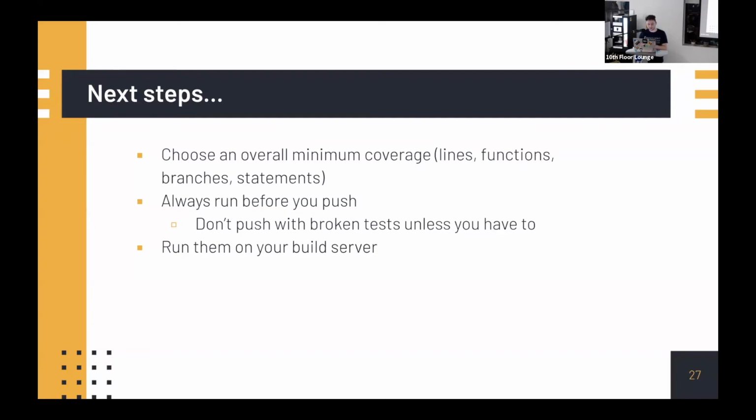And so now that you know how to do the basics of that testing pyramid I presented, the next step really is to choose an overall minimum coverage, in my opinion. So I use 80 on everything. So that's 80% of lines, 80% of functions, 80% of branches. That's your if statement, case statement, switch statement stuff, as well as statements in general.